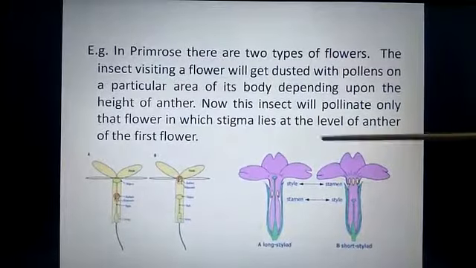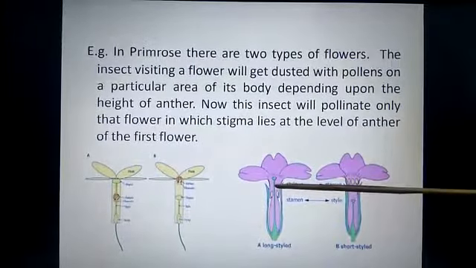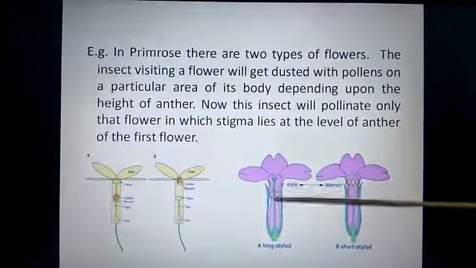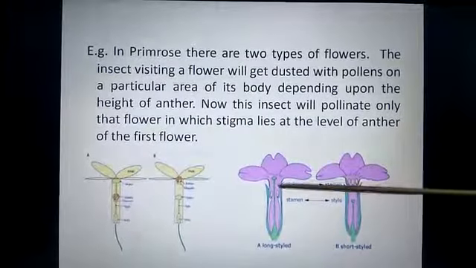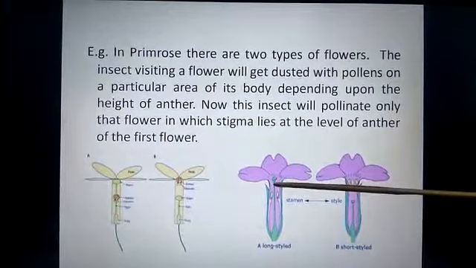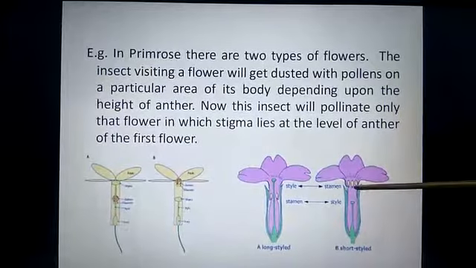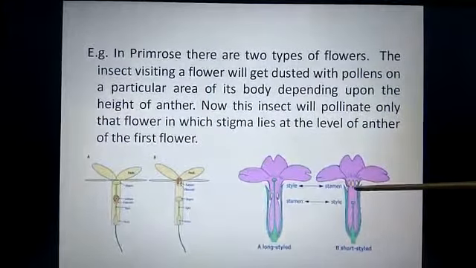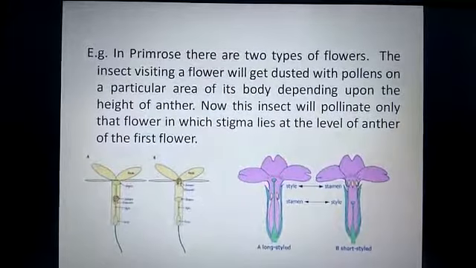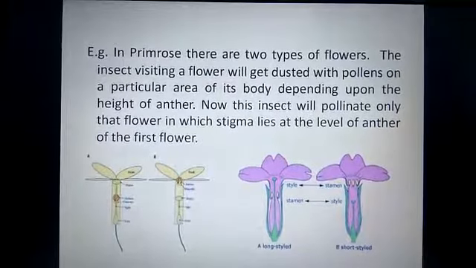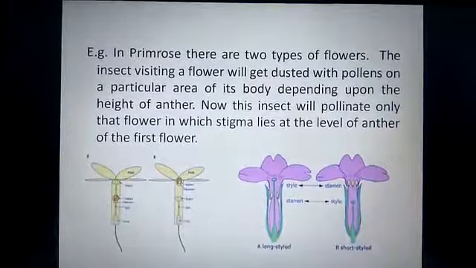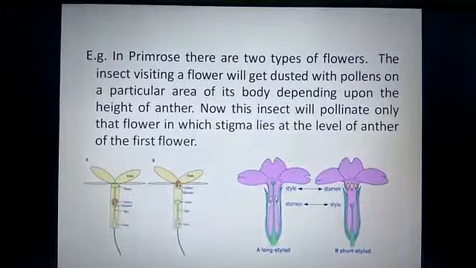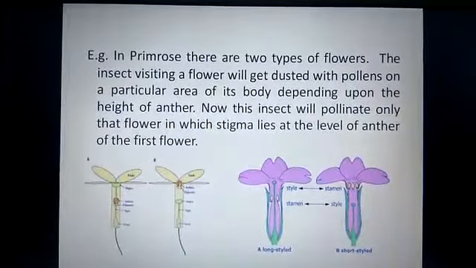Now when the insect visits the first flower, the pollen will be dusted on the stigma that lies at the same level as the stamen of the second flower. So this is how cross-pollination is encouraged in the primrose plant.